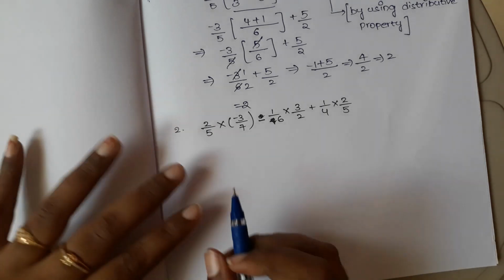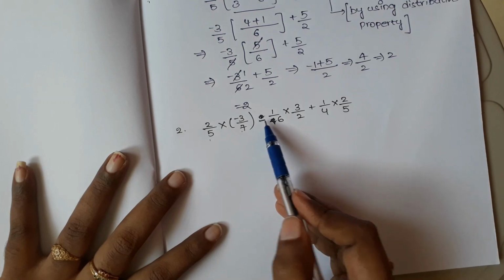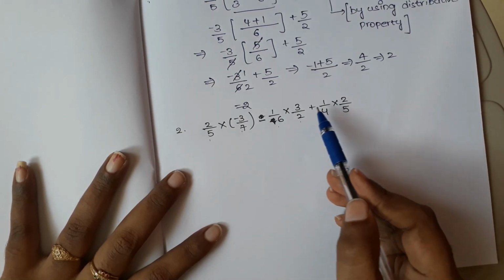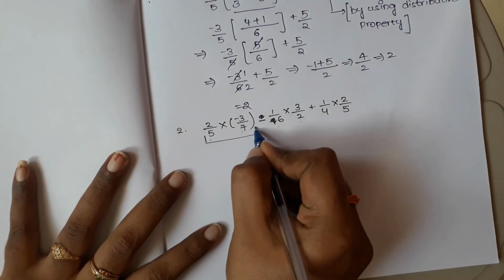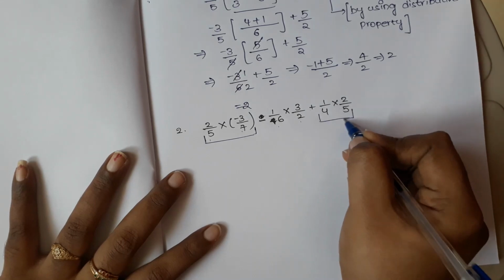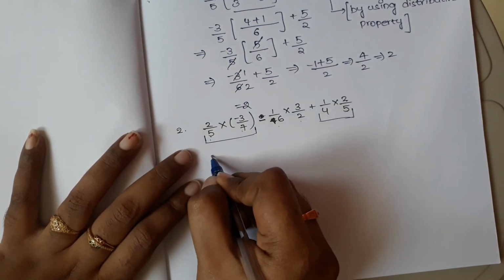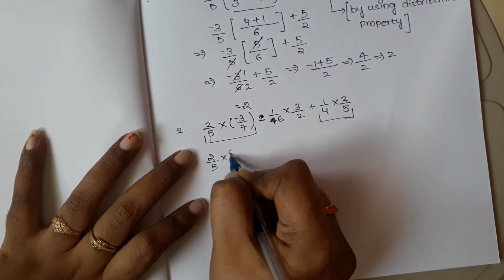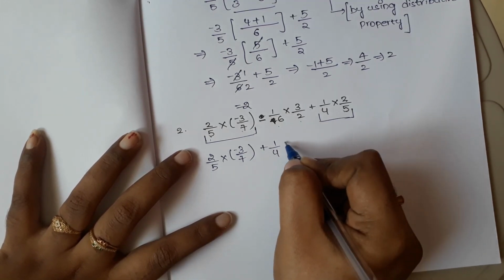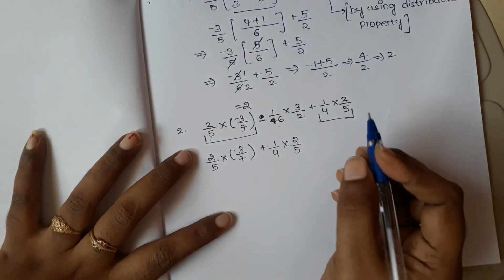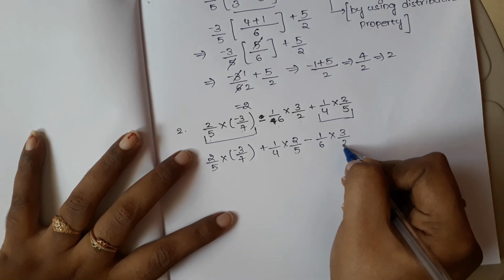Now let us see the second problem, that is 2 by 5 into minus 3 by 7 minus 1 by 6 into 3 by 2 plus 1 by 4 into 2 by 5. Now let us see, we have here three products. From these two products, this 2 by 5 is common. So we write these two products side by side: 2 by 5 into minus 3 by 7 plus 1 by 4 into 2 by 5, minus 1 by 6 into 3 by 2.